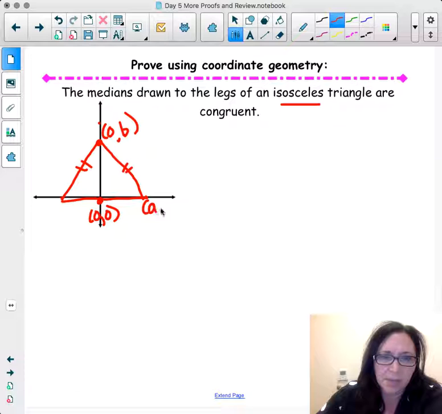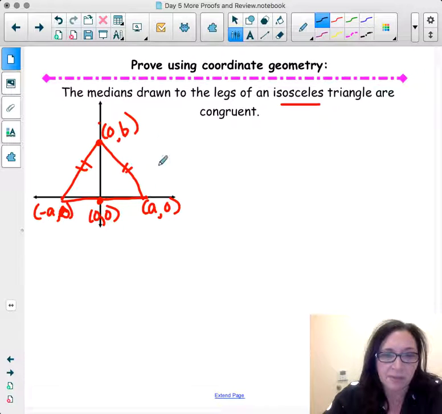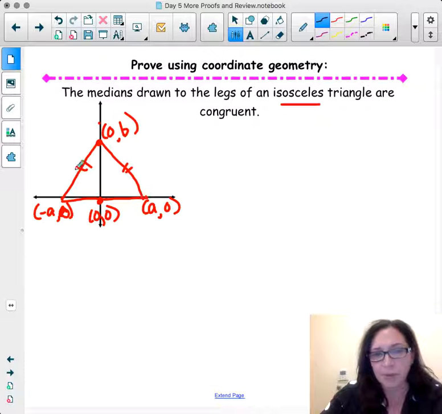Also, this is going to be (A, 0). This point is going to be (negative A, 0), because this distance is the same as this distance here. Okay, so the first thing we need to do is find the midpoint, because my medians from the two other angles are going to be from here to here and from here to here. Those are going to be my medians.